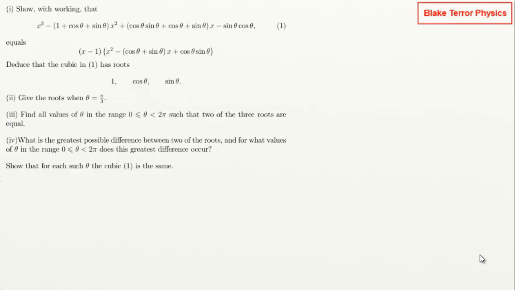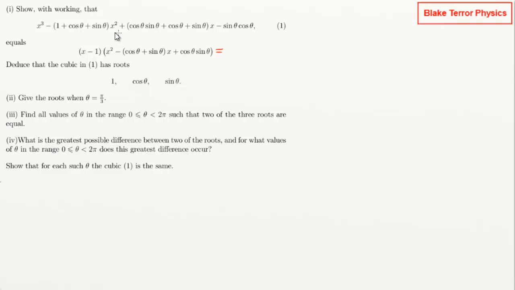Hello, this is question 2 from the MAT Specimen A paper from 2009. So show with working that the first expression with lots of cosines and sines is equal to the second. Right, so I suppose if I just expand out the second one and show it's the top one, then everything's looking good. This is going to be a nightmare on a screen this size.